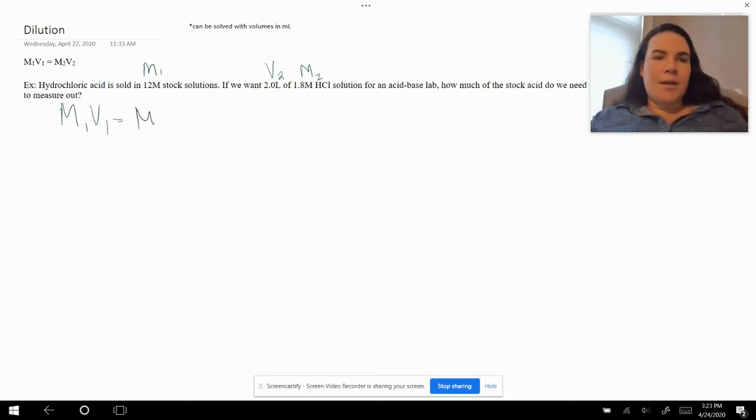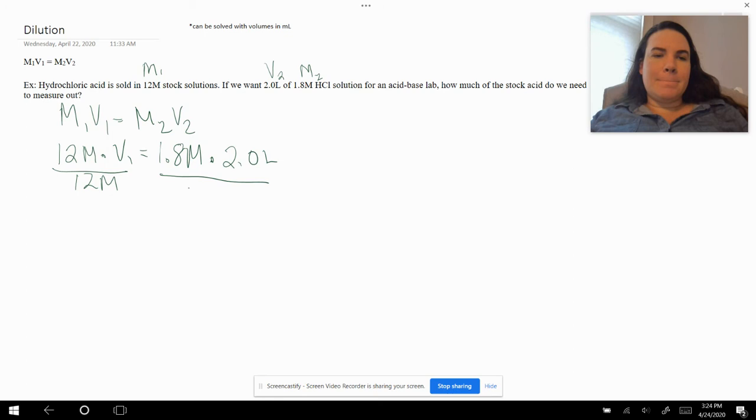M1V1 equals M2V2. Plug in our numbers. We've got 12 molar times V1. We're going to find that one. That's going to be 1.8 molar times 2 liters. We want to find V1, so we divide by 12 on both sides. And the units will cancel out, so that's why you can use milliliters instead of liters.